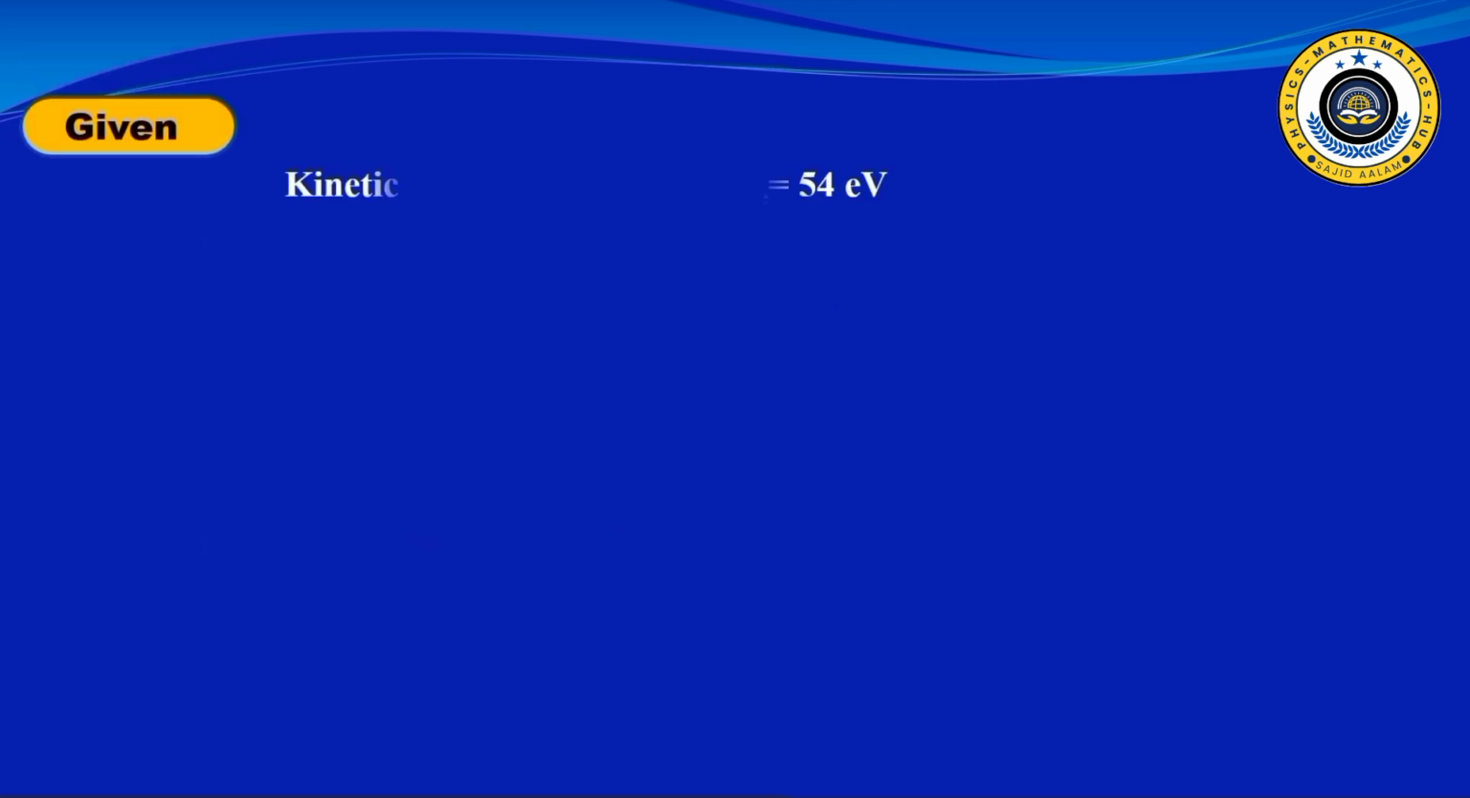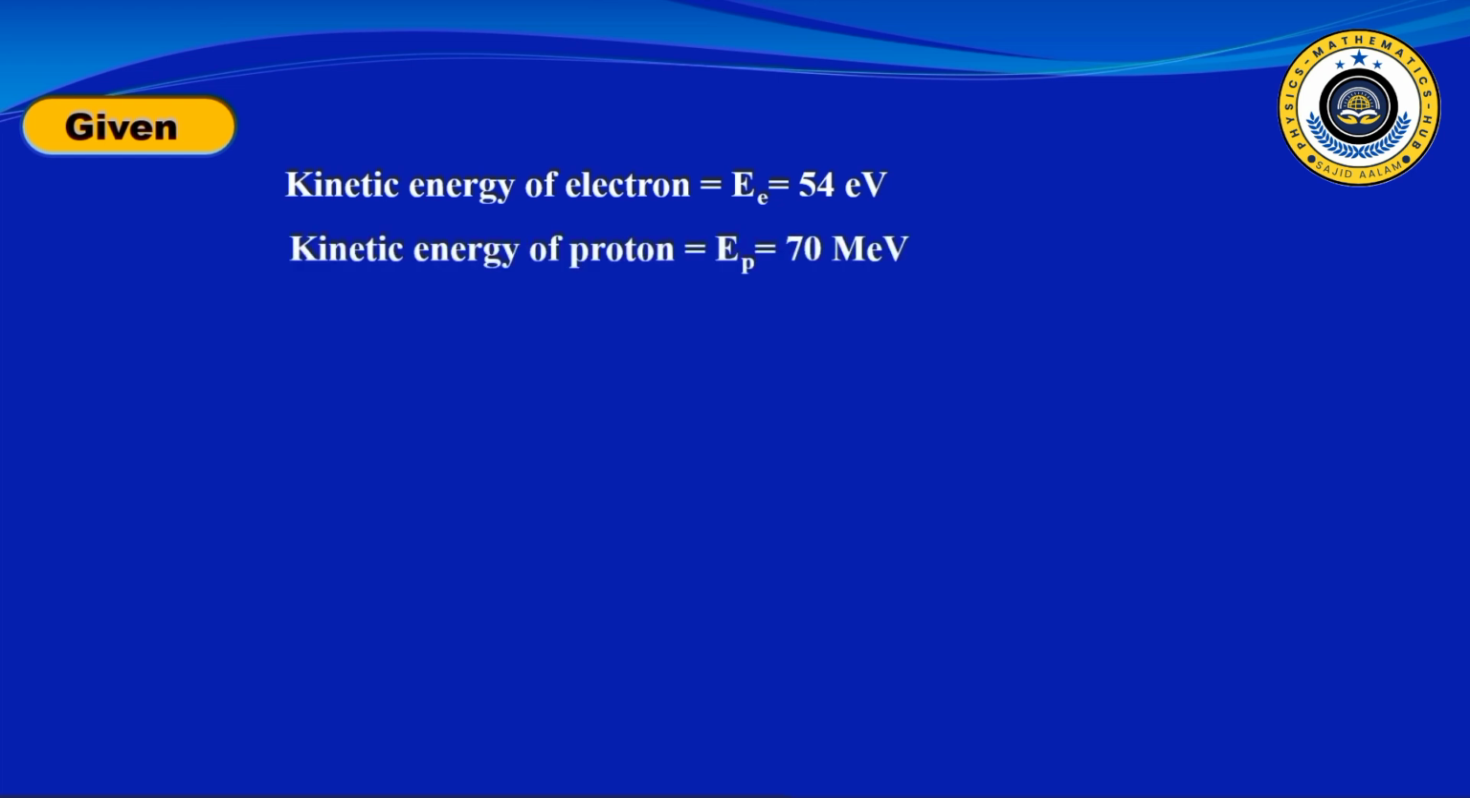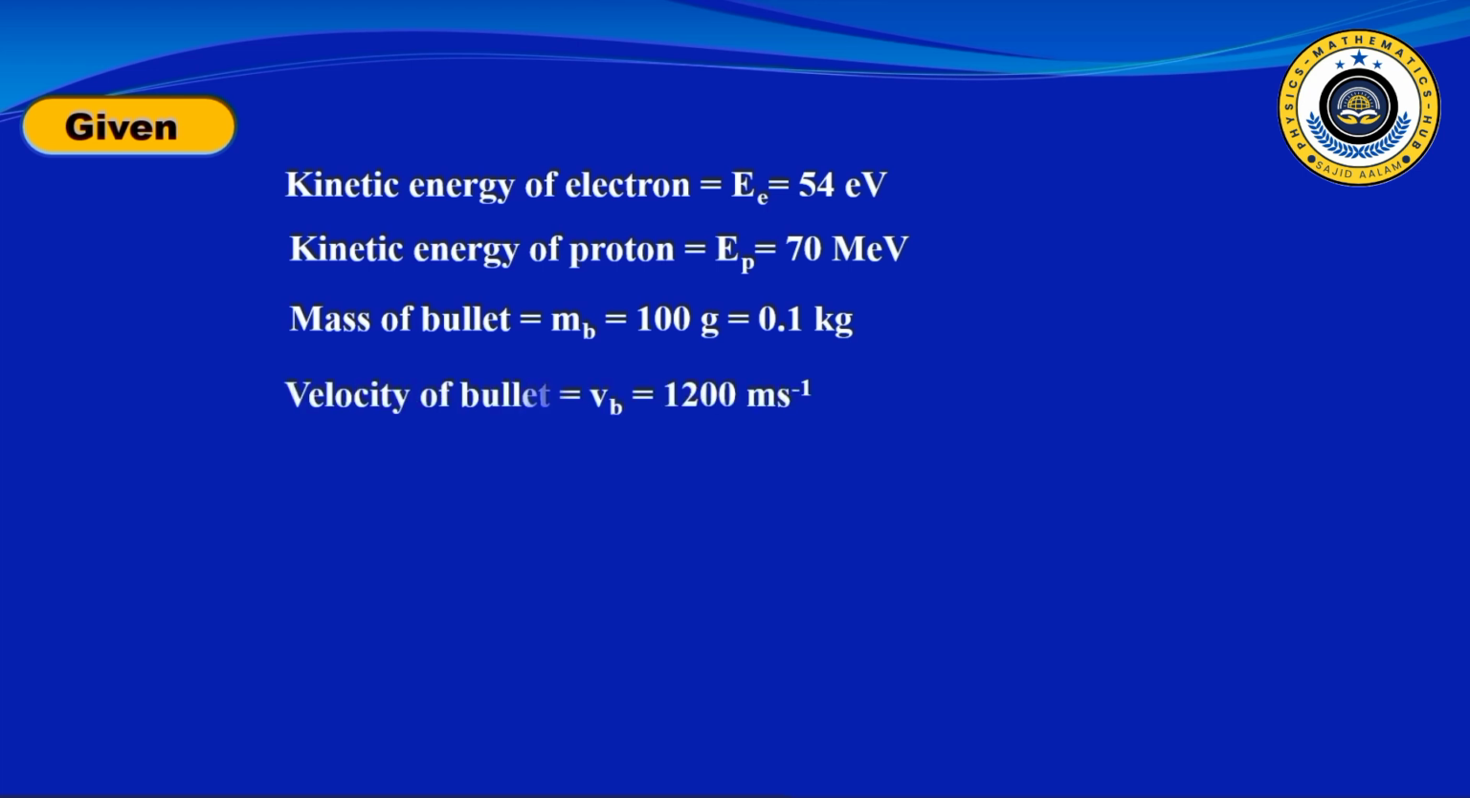We are given that kinetic energy of electron, denoted by capital E_e, is equal to 54 electron volt. Kinetic energy of proton, denoted by capital E_P, is equal to 70 mega electron volt, and mass of bullet, denoted by m_B, is equal to 100 gram, which is 0.1 kg. Velocity of the bullet is denoted by v_B and is equal to 1200 meters per second.